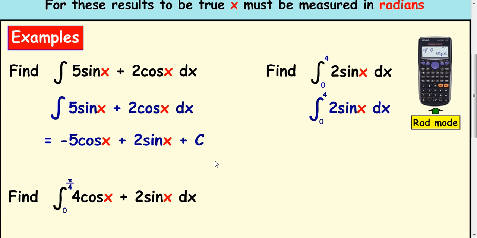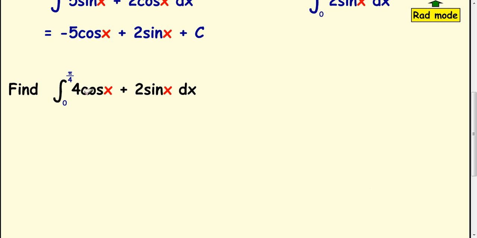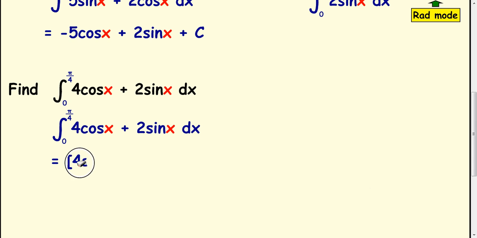Okay, moving down. When you integrate here, we have got limits this time, so we need to substitute these in and then find a value for this. So first things first, we integrate 4 cos x, which is going to go to 4 sin x. And sin is going to negative cos, so that's going to be take away 2 cos x between 0 and pi over 4.